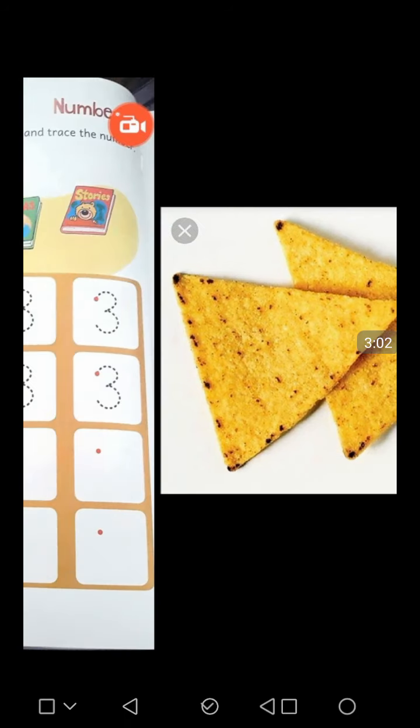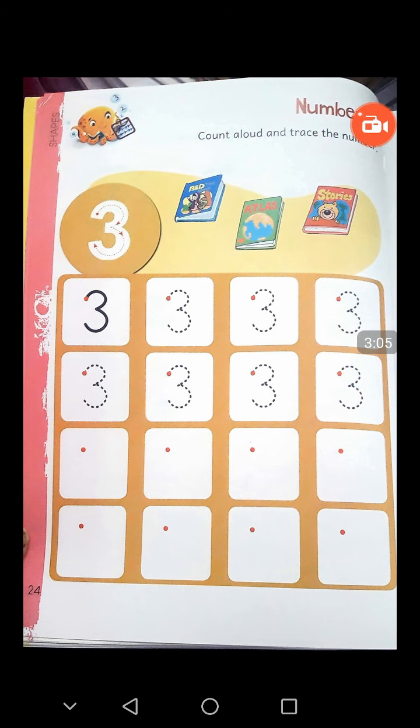Okay. Now students, you open page number 24 of your Icon Explorer, book number 2. Here you see in this picture, you write the number 3. Okay. Firstly, trace the number 3 and after that without tracing write the number 3.